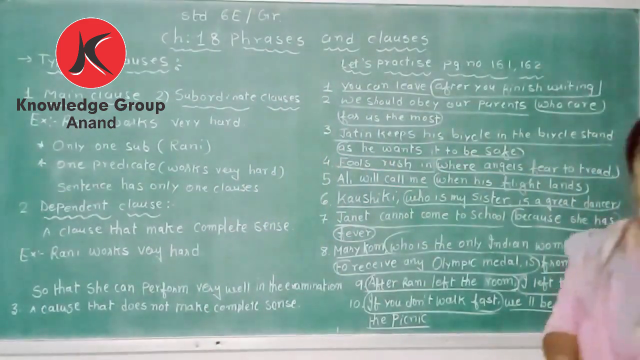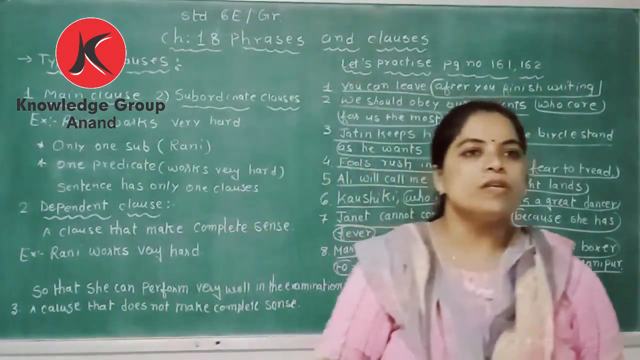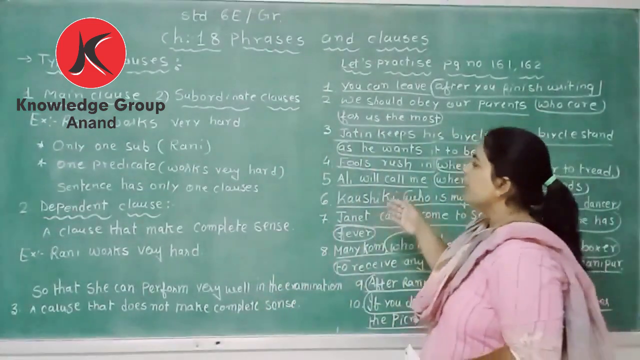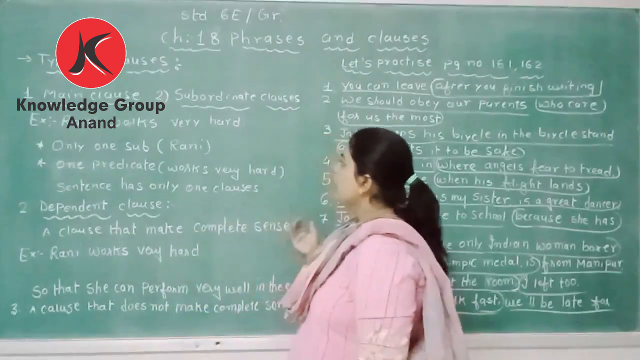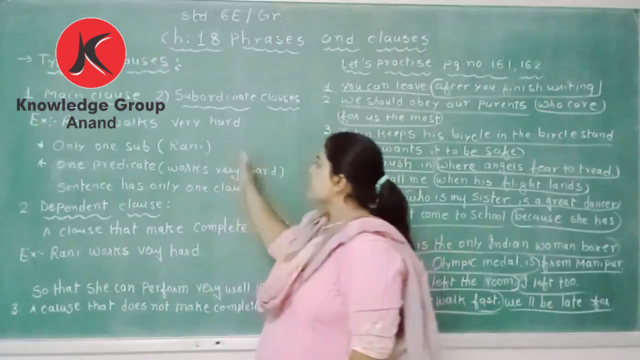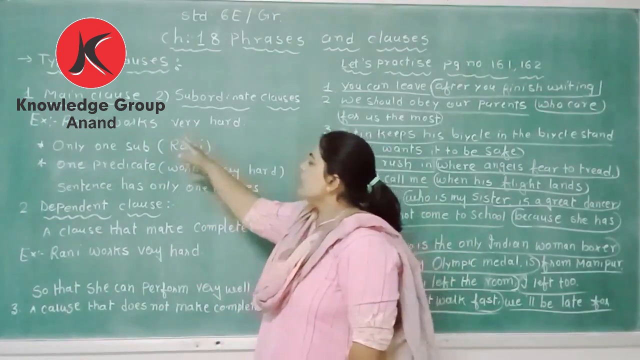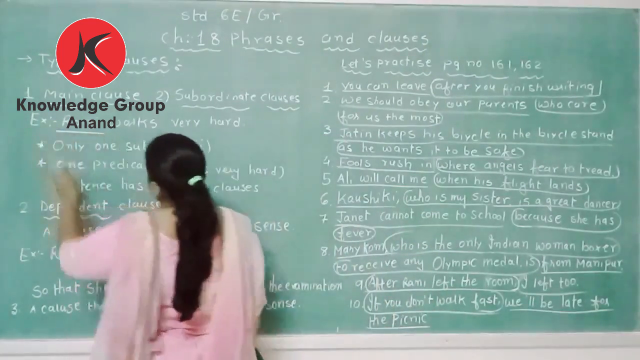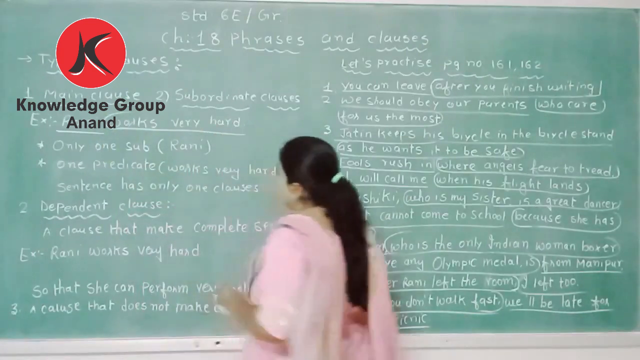In our previous class, yesterday's class, we learned about what phrases and clauses are, and the types of phrases. Today we are learning about the types of clauses: main clauses and subordinate clauses. Here the example is: Rani works very hard. There is only one subject. Which is the subject? Rani is the subject, and there is one predicate, works very hard.